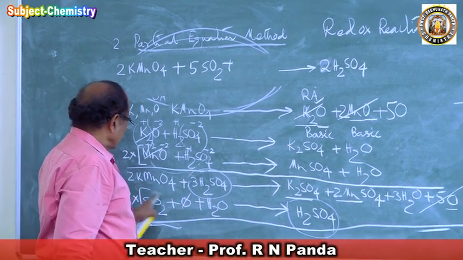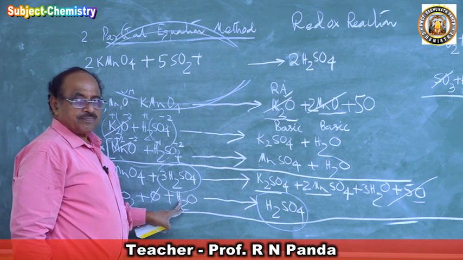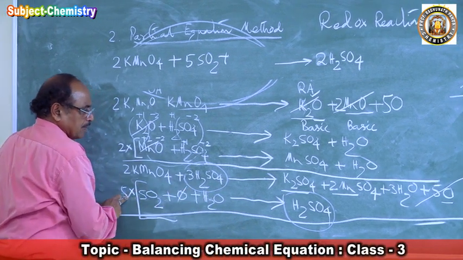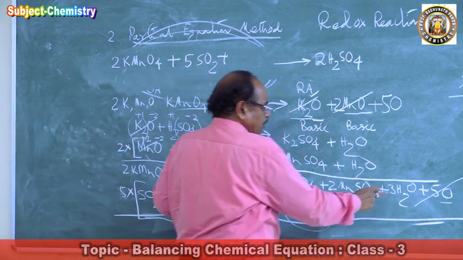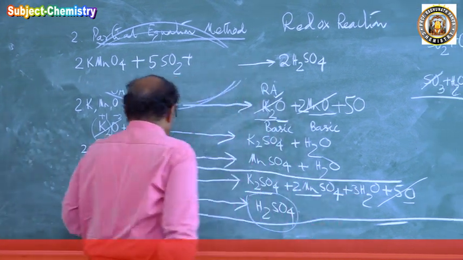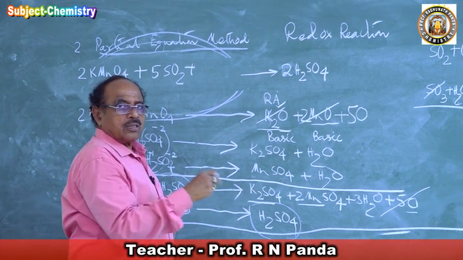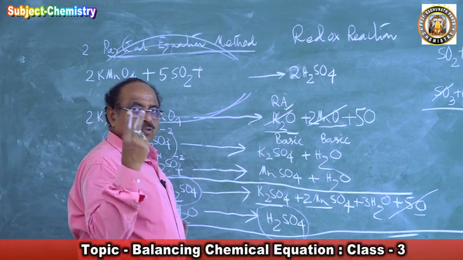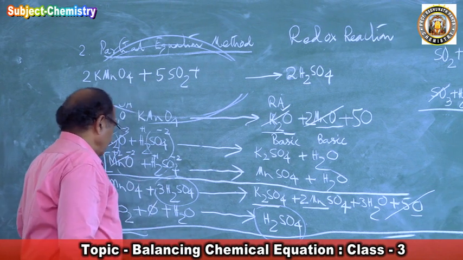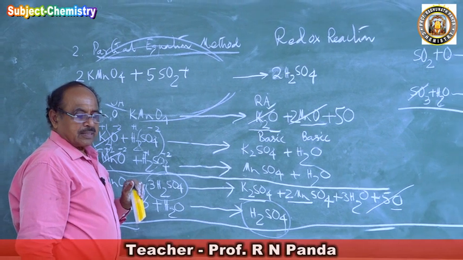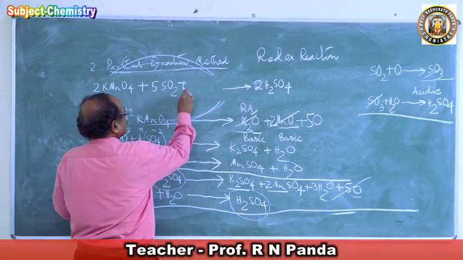Then how many water do we have on the left side? 5 water. How many water on the right side? 3 water. So on the left side 5 water, on the right side 3 water. Then how many water will remain on the left side? 2 water. So 2 water.